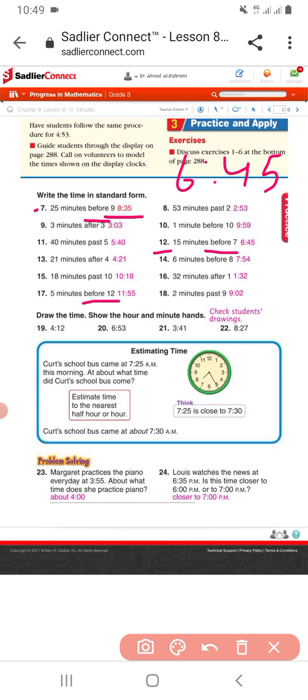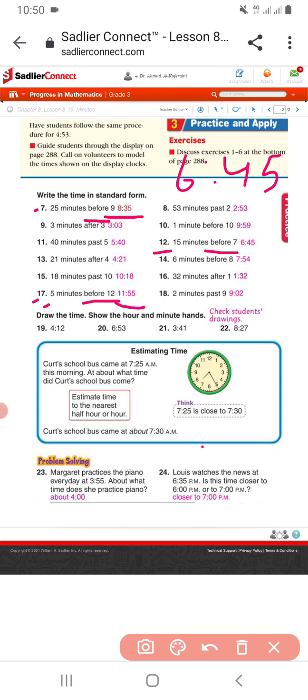So here we have question number 17, for example. Before 12 we will write 11, and that's just 5 minutes before 12. 60 minus 5, that's 55. So the answer is 11:55. Now, these three examples, 7, 12, and 17, are about before, how to solve or how to write the time in standard form using the word before.